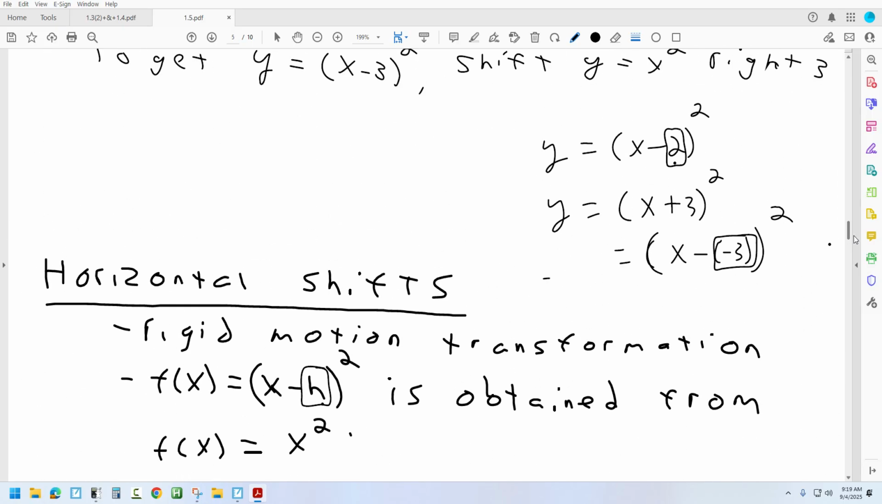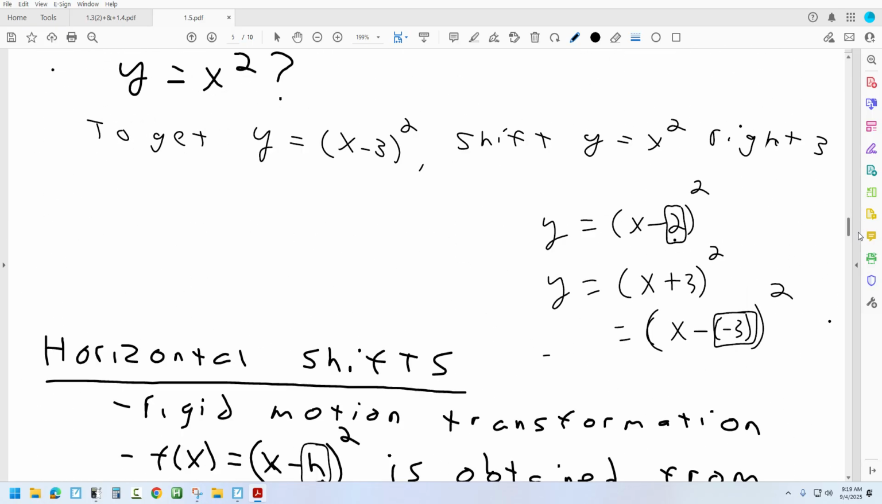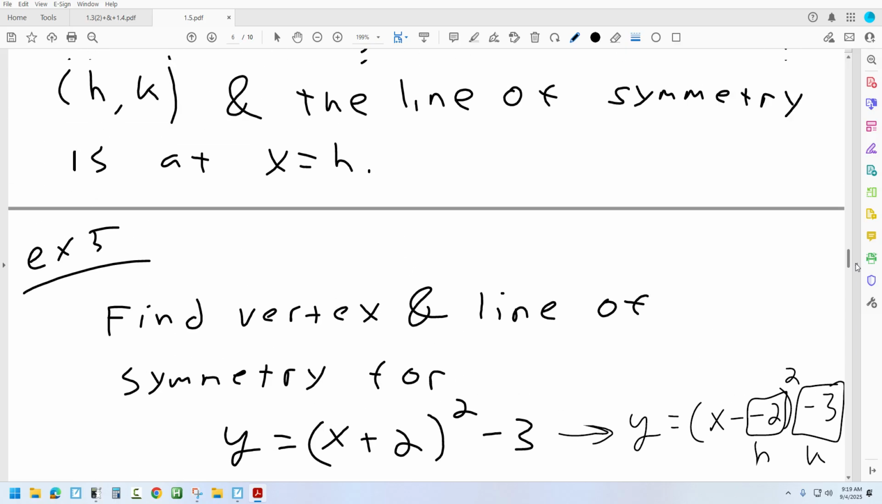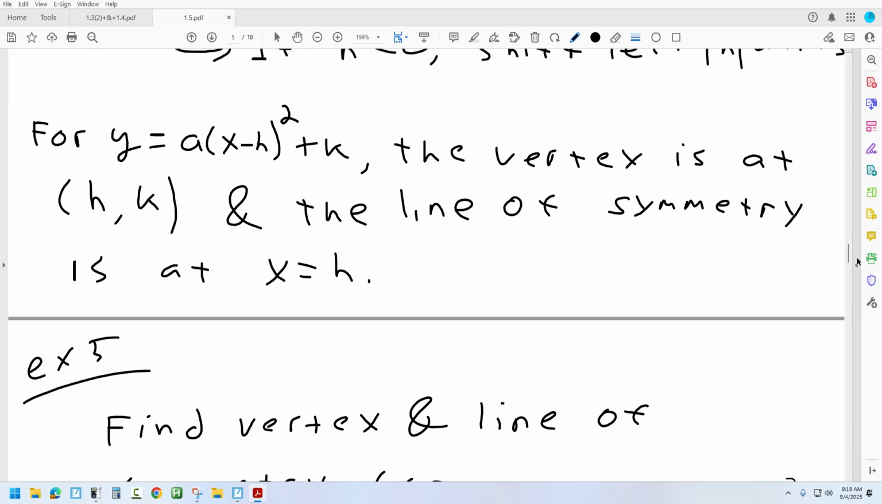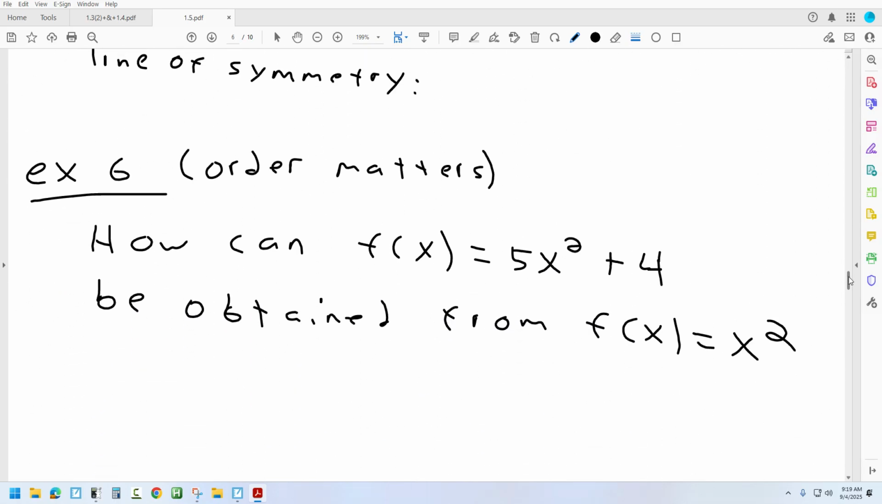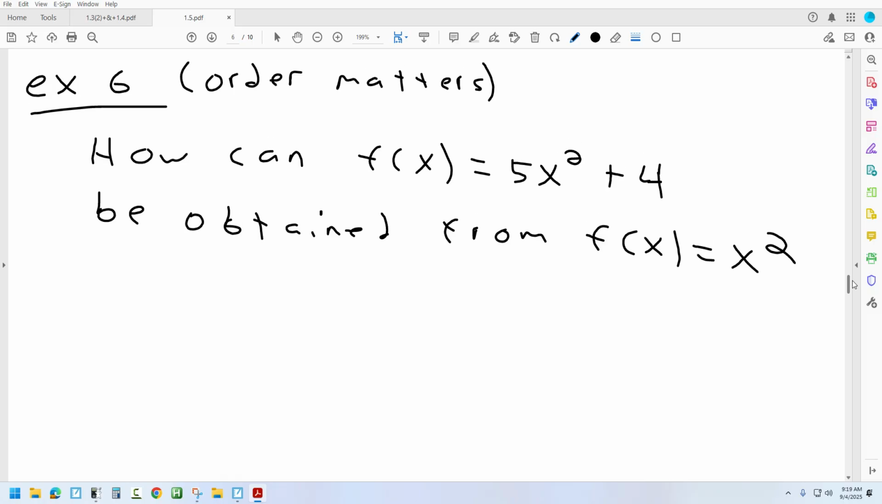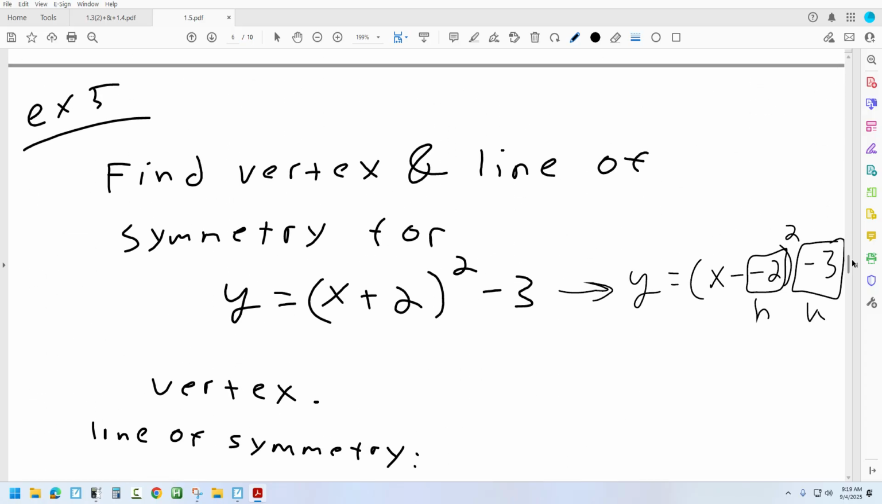So when we find that, put a box around it somewhere. Oh, I think I deleted it, but yeah. What's at the very end? That's your k. Right, so now the vertex, h, comma k, is -2, -3.